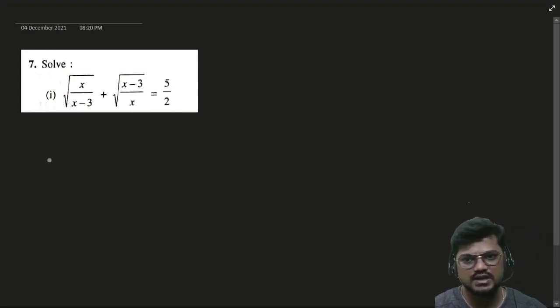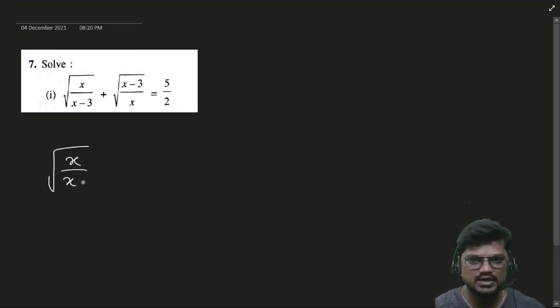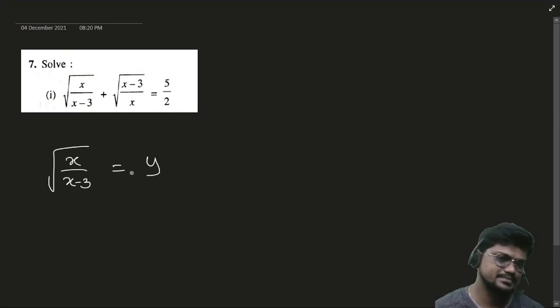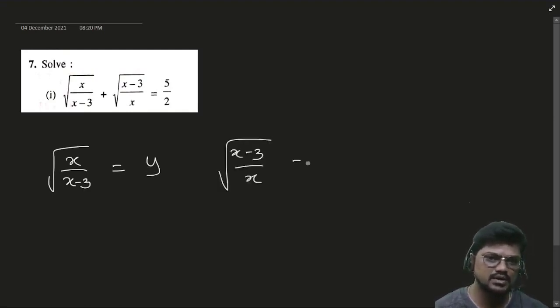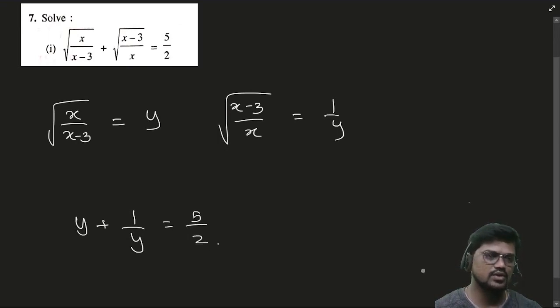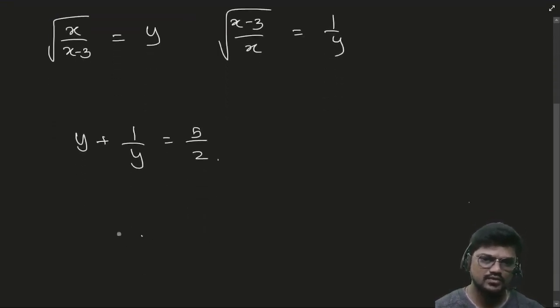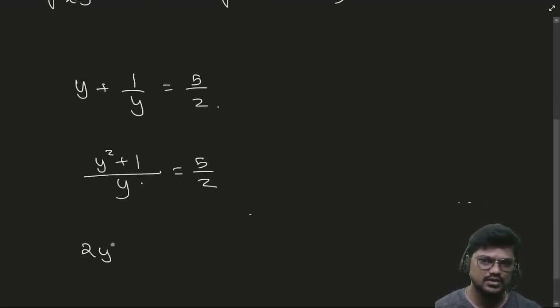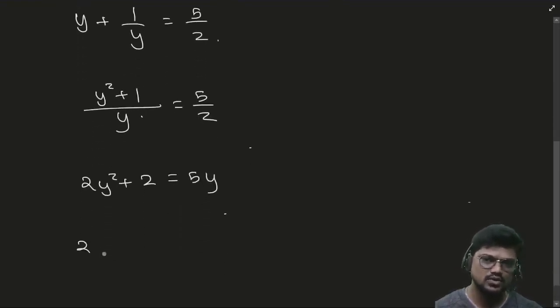First of all, you can say that root of x upon x minus 3, if I say it as y, then root of x minus 3 upon x will be termed as 1 upon y. So y plus 1 upon y will be equal to 5 by 2. Then you will form a quadratic equation over here. Taking the LCM, y square plus 1 over y will be equal to 5 by 2. Then it will be 2y square plus 2 equals 5y. Ultimately, what you get? 2y square minus 5y plus 2 equals 0.